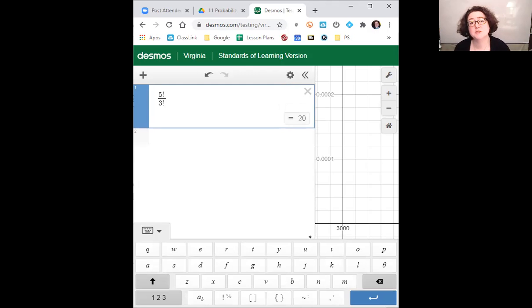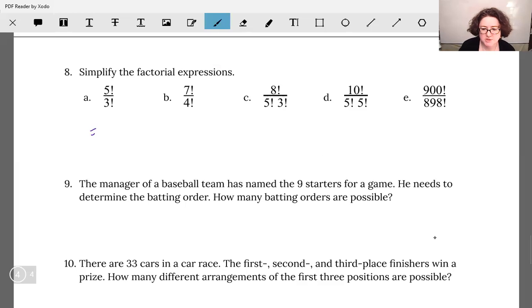And that's all we have to do on these, is make sure that we're typing them in the order that we see them in. So when you type in the 5 factorial divided by 3 factorial, again, you get out 20 as your answer. Let me switch back over to our main screen. There we go. So that one should come out as 20. Again, B, if you type it in exactly the same way, should come out as 210.